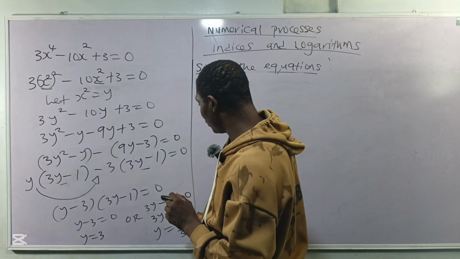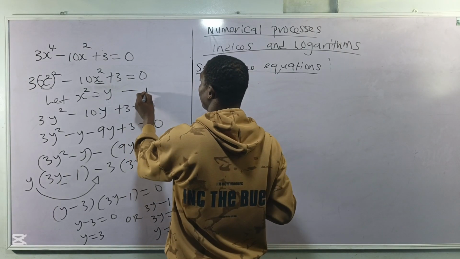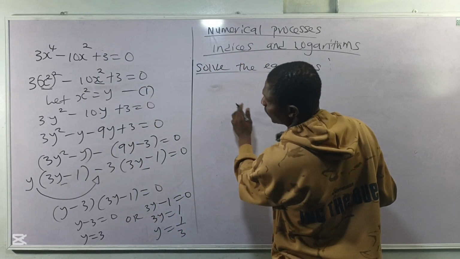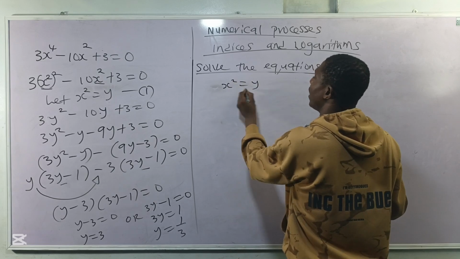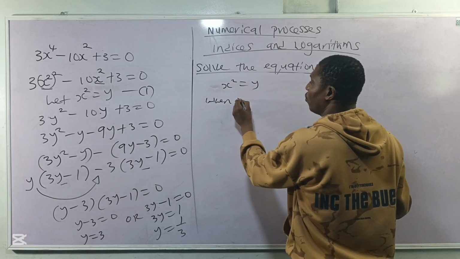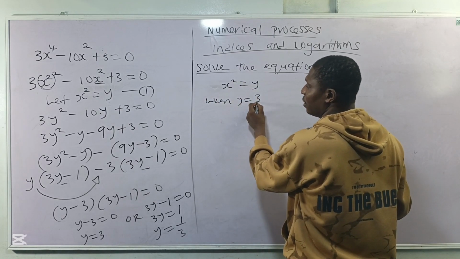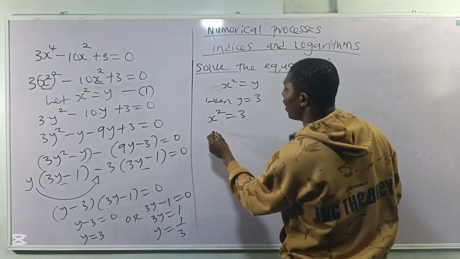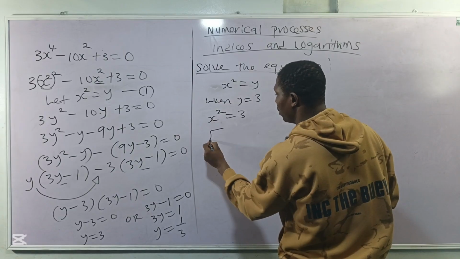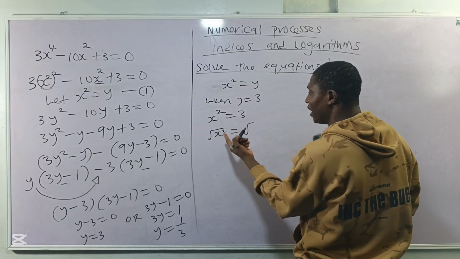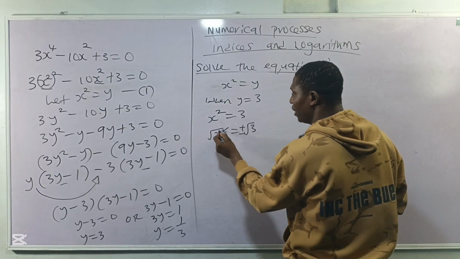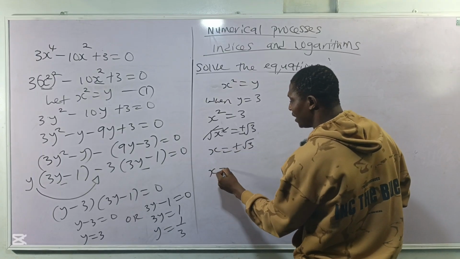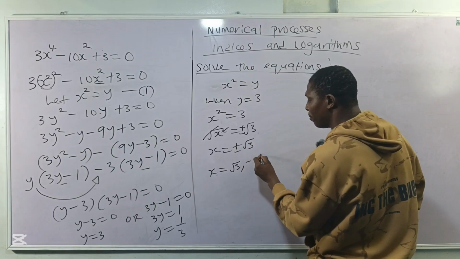So therefore, we substitute our values for y into the original equation. Let's take this as equation 1. So we have x squared equals y. When y is equal to 3, I will have x squared equal to 3. So I take the square root to get the value of x. When I'm taking the square root, I put plus or minus, so I have square root of 3. The square root cancels the square, and x will be equal to plus or minus root 3, which is the same as x equal to root 3 or minus root 3.